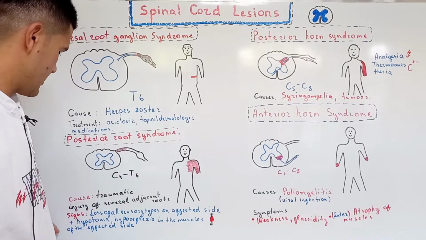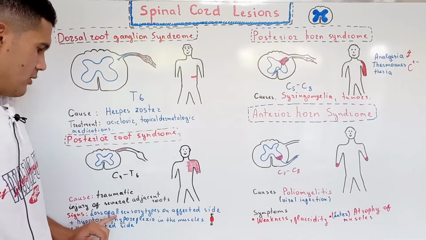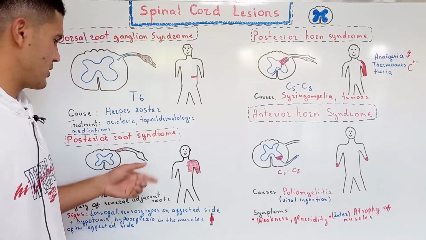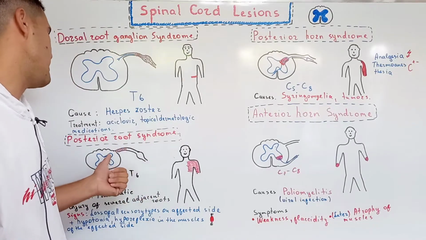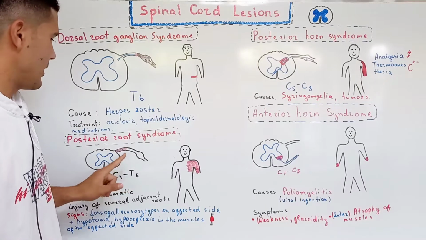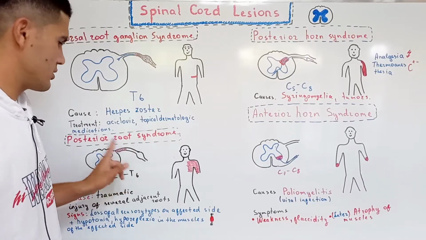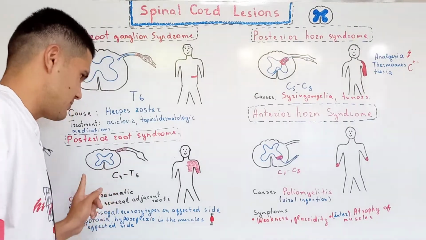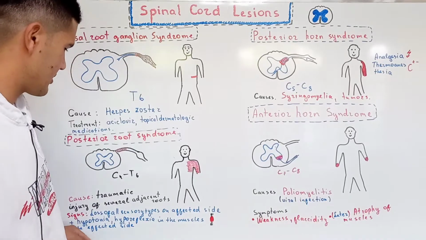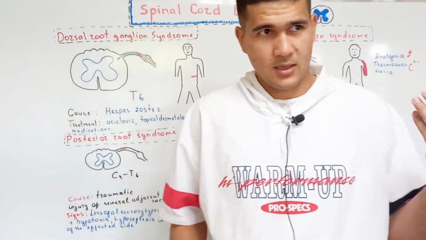If you talk about the signs of the syndrome, there is loss of all sensation on the affected side. Why? Because all of the information is carried to the spinal cord via the posterior root. Okay, and when there is a lesion on the posterior root, it couldn't conduct the impulses, all of the sensory impulses.